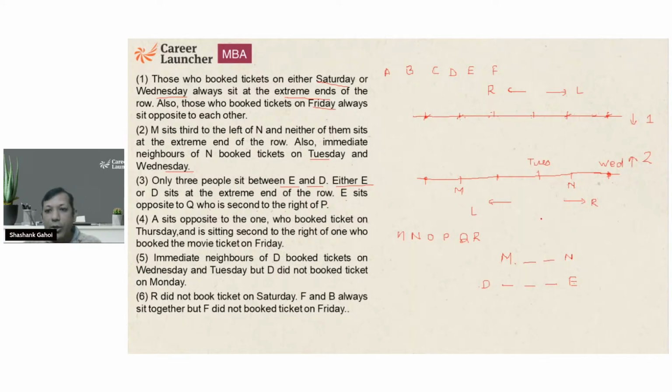So Q sits second to the right of P, so P dash Q. If P is here, Q is here, then E must be here. That's not possible because E can be either here, here, here, or here. If P is here, then Q must be here. Does it work? Yes. So P must be here, Q must be here, E must be here, and D must be here. So this is the arrangement that we got so far.